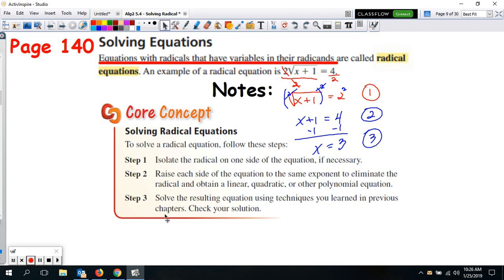And then the last thing there is solve the resulting equation using techniques you've learned in previous chapters, which in this case is just a quick little subtract 1 from both sides, and we get x equals 3. Obviously they're going to be a lot harder than this. This is a very simple one to do. They'll get much more difficult in the ones that follow.